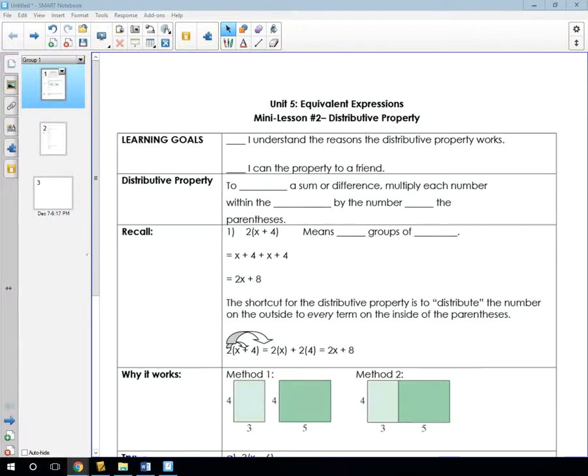One up, and that's distributive. It goes A times the quantity B plus C equals A times B plus A times C, or A times the quantity B minus C equals A times B minus A times C.